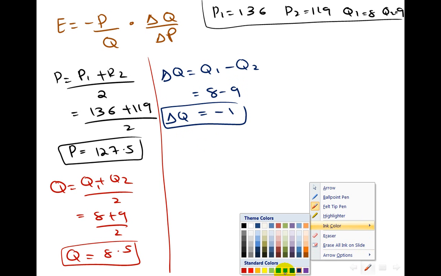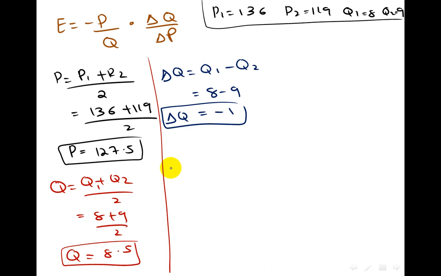Now I'm supposed to find change in P. Just as you do Q1 minus Q2, here you're supposed to do P1 minus P2. You cannot make it P2 minus P1. The first item minus the second one, here you have to work on first minus second. So here it's going to be 136 minus 119, which would give me 17. So change in P is 17.